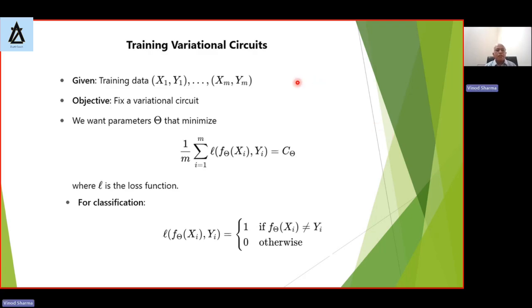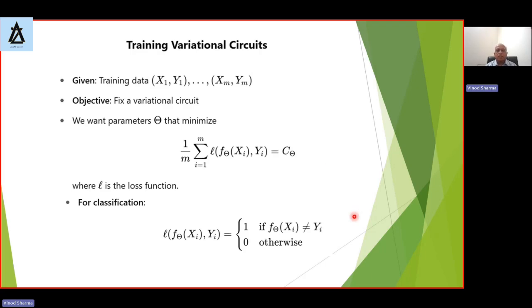For training, we'll have data (x1, y1) to (xm, ym). As usual, the xi's are the observations, and the yi are the labels corresponding to them. And we fix a variational circuit. The variational circuit has a parameter theta, and that theta parameter needs to be found such that it minimizes the empirical risk, that is, 1 by m, sigma i equals 1 to m, L(f theta(xi), yi), which we are going to denote as C(theta), and L is the loss function.